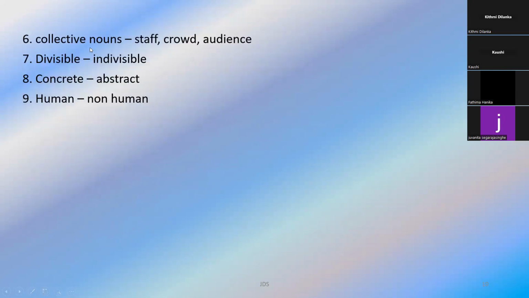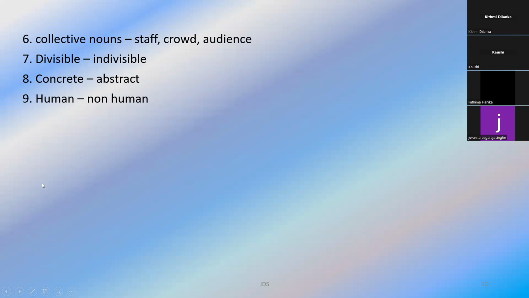You have the collective nouns. Give me some more examples for collective nouns. Staff, crowd, audience, like this. Think of some more examples. Crew, herd, litter of puppies, clump of trees, bunch, right? So all those come under collective nouns.